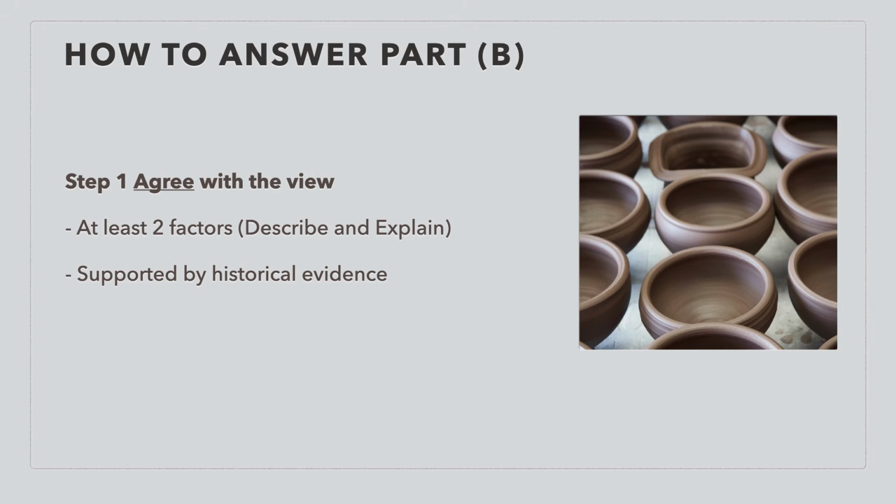For Part B, you can start by answering with agree with the view or statement as mentioned in the question. Agreeing means you are required to describe as well as explain the factors supported by historical evidence. In other words, explain why it happened and supported by historical facts.